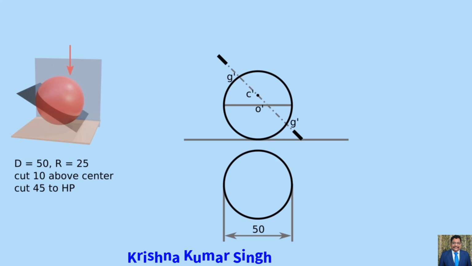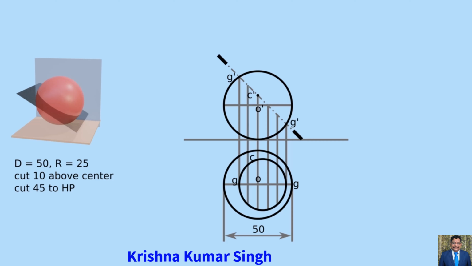The true sectional view of the sphere as per condition 1 is the top sectional view, because the section plane in this condition is perpendicular to VP. For that, draw the construction lines from the front view. These construction lines should be drawn downwards from G', C', G' and various points of line G'G'. Now project these points on the top view as G, C, G and other points.